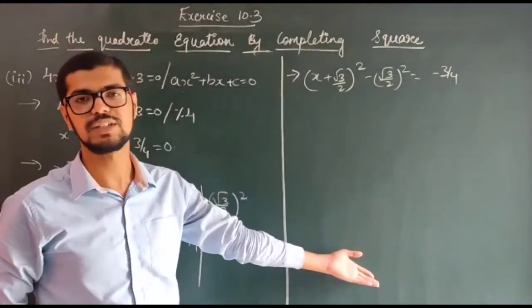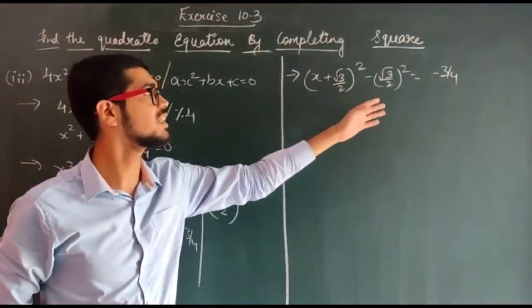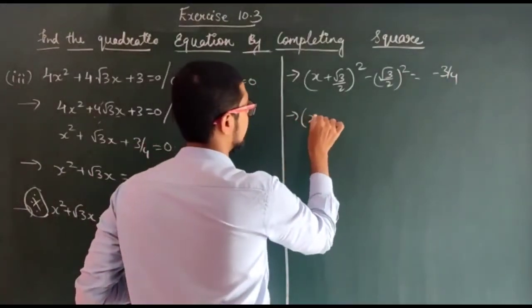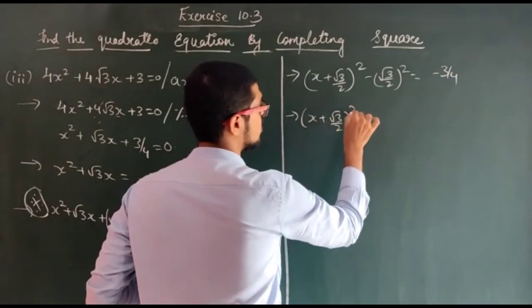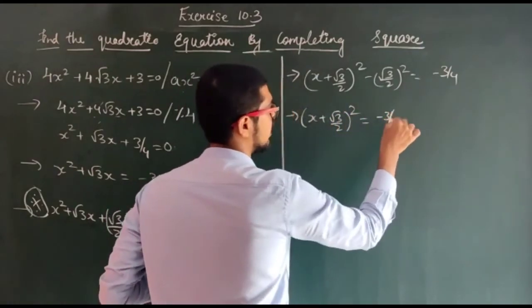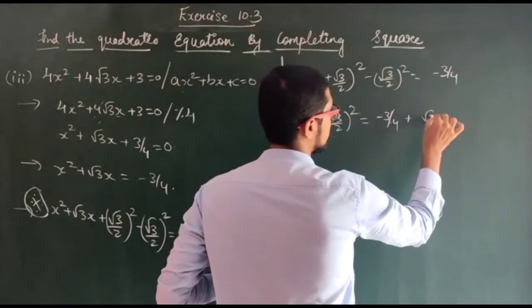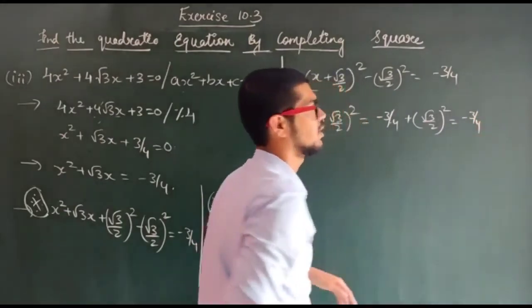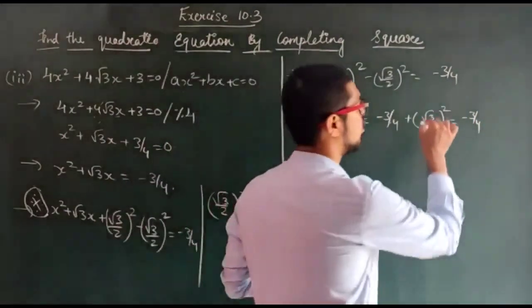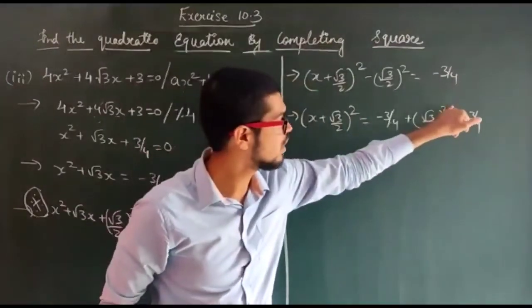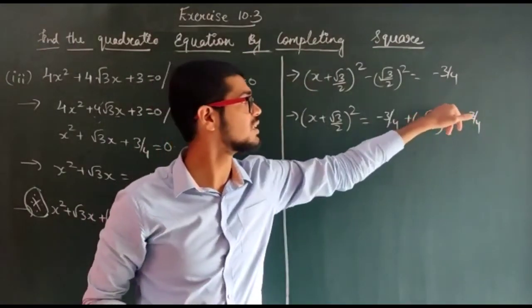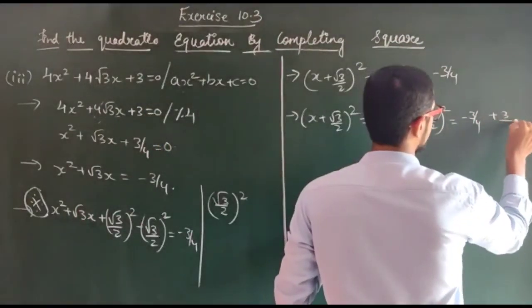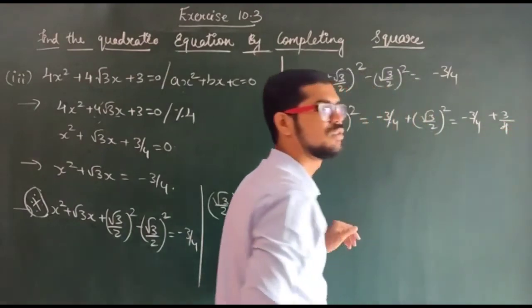Next step is, as I have explained in the previous problems, very easy. Shift this term toward the right hand side and simplify. So this is x plus root 3 by 2 whole square is equal to minus 3 by 4 plus root 3 by 2 whole square. If I further simplify this, minus 3 by 4 plus, if I square this, how much is root 3 whole square? The square and square root will get cancelled. So this will be 3, right? So this is plus 3 by, if I square these two, this is 4.